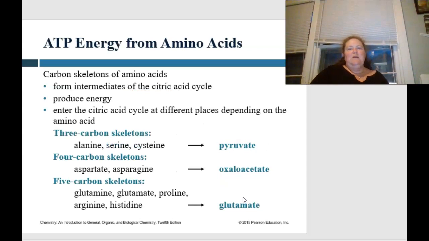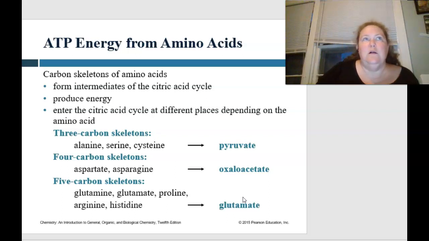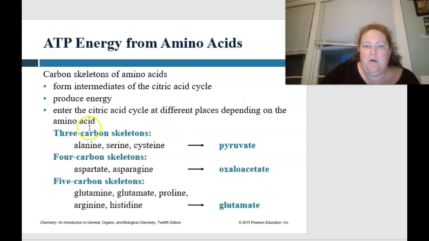All right, I'm just going to finish off this chapter instead of making another video. Okay, so ATP, basically getting ATP from amino acids, which are our proteins. So this is the last step that we don't really prefer to do, because that means that we're in severe starvation. So carbon skeletons of amino acids form intermediates in the citric acid cycle. They produce energy and they enter the citric acid cycle at different places depending on the amino acid.